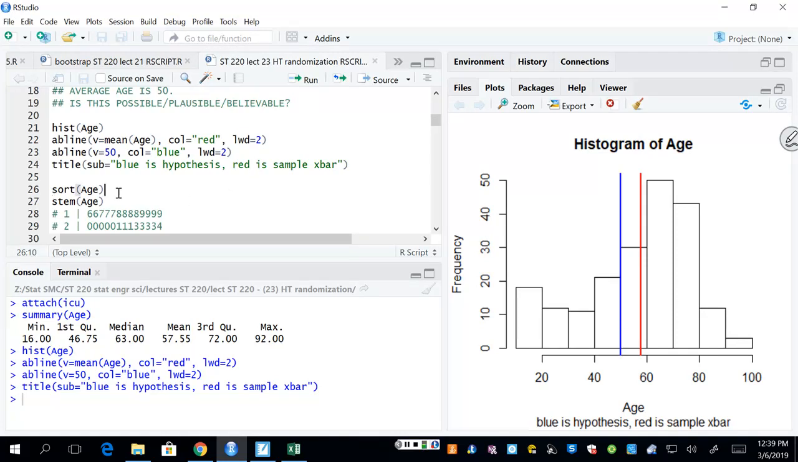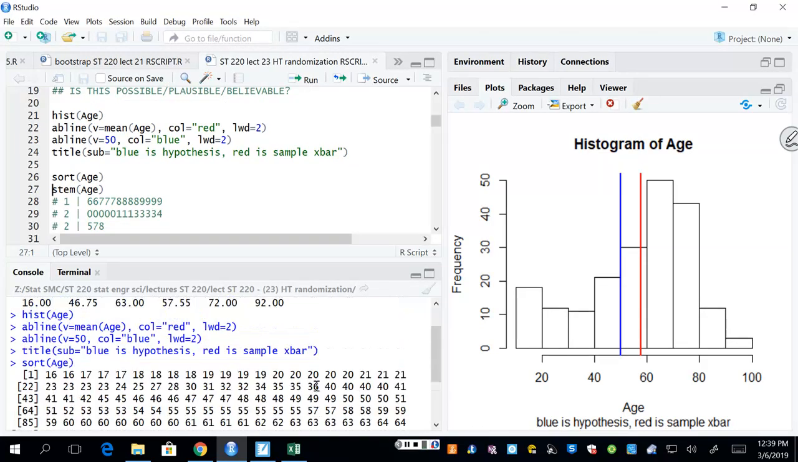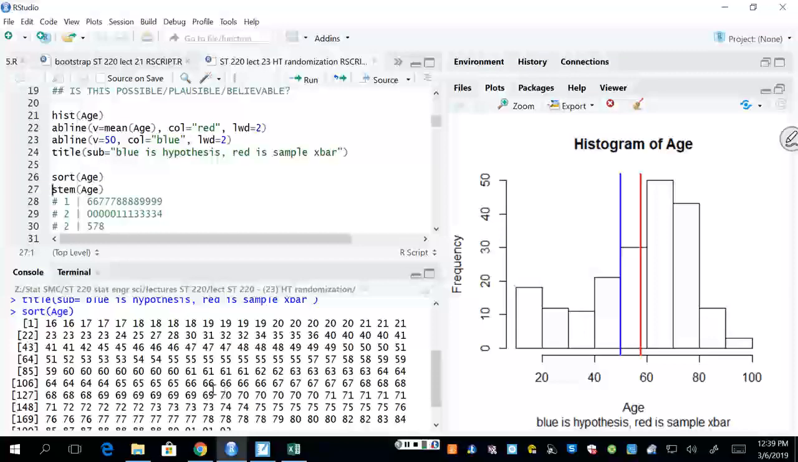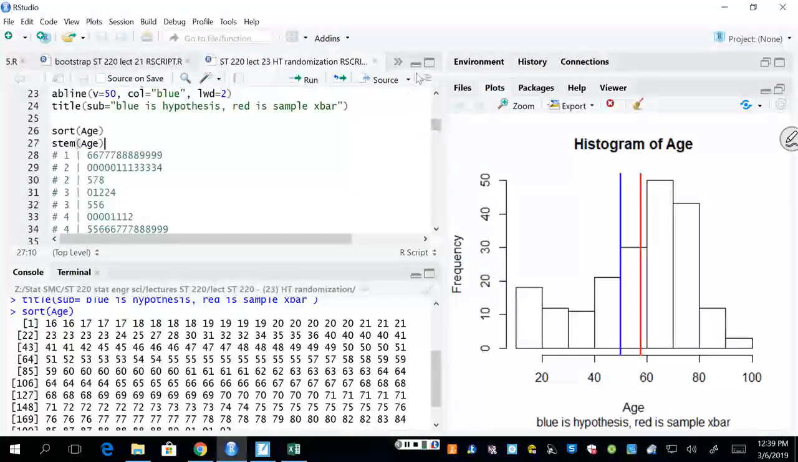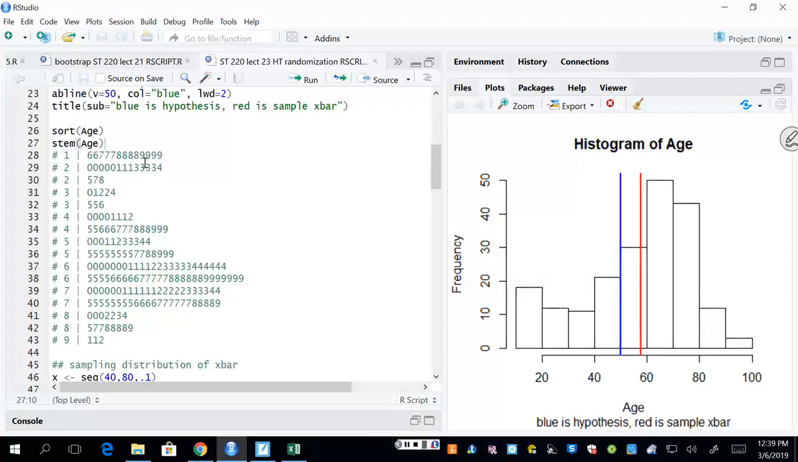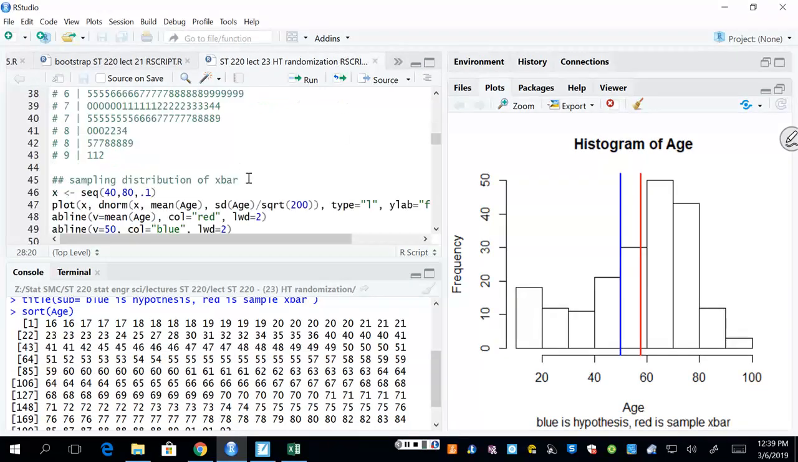You can look at the actual values. These are the actual ages. This is a histogram of the actual numbers. Make a stem and leaf plot. You get a nice stem and leaf plot that mirrors that. Some people in the sample are 91, 92, youngest is 16, 17, and so on. Always good to look at the data.